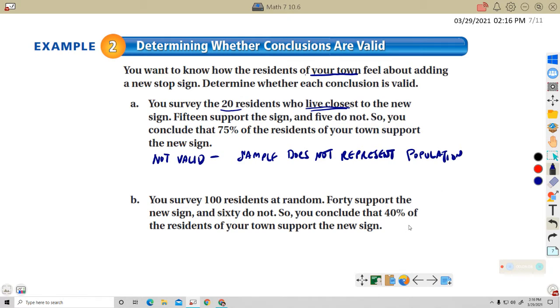Okay, again, the 20 who live closest to the sign could have a different opinion because they're more affected by the sign. Look at B. You survey 100 residents at random. See, that's an important thing. It's at random. 40 support the new sign and 60 do not. So you conclude that 40% of the residents of your town support the sign. So this one is a valid conclusion because the sample was done at random.